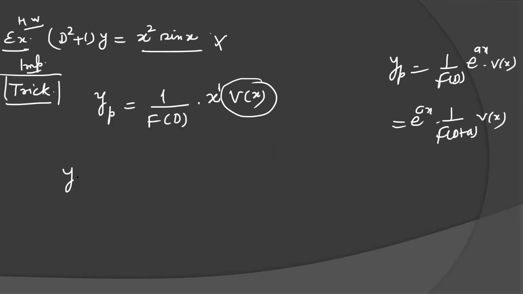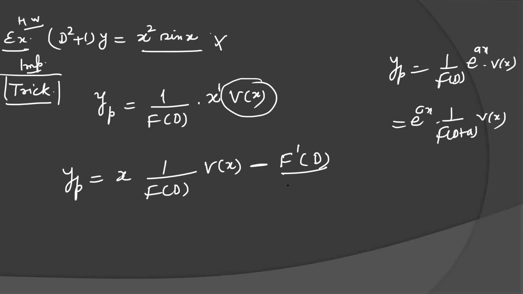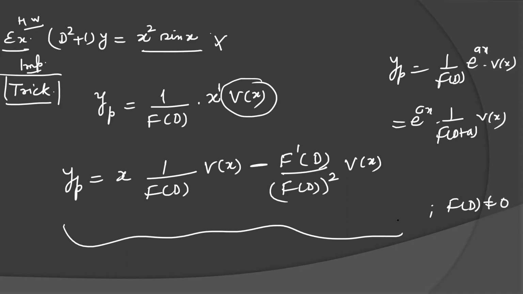Then the result is, the particular integral is given as x outside, 1 over capital F(D) into Vx, minus f dash D, meaning the derivative of f(D), over f(D) whole square, into Vx, provided f(D) is non-zero. Let's see how this trick is very useful in some examples.